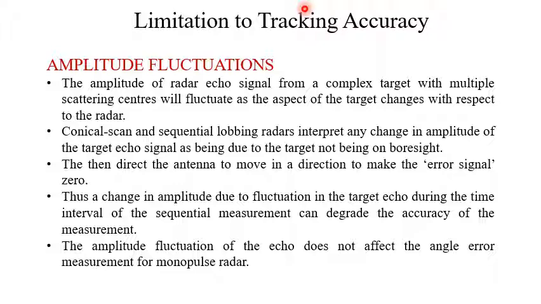Thus, a change in amplitude due to fluctuation in the target echo during the time interval of the sequential measurement can degrade the accuracy of the measurement. The amplitude fluctuation of the echo does not affect the angle error measurement for monopulse radar.